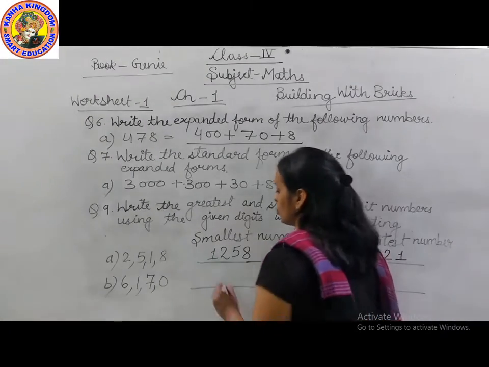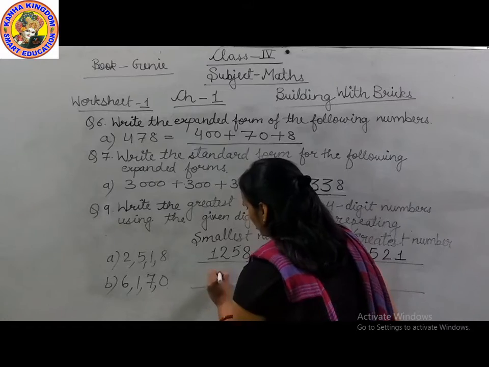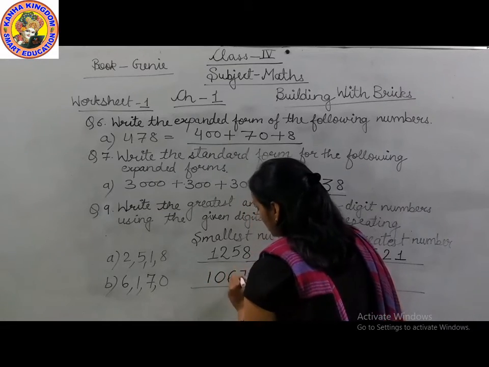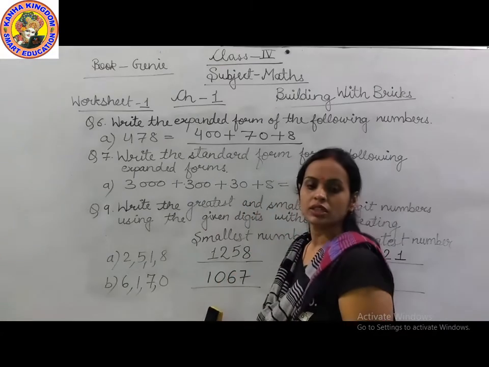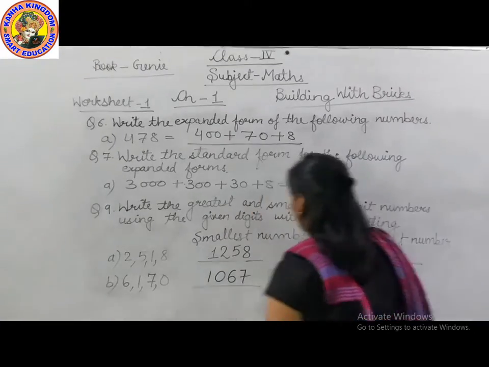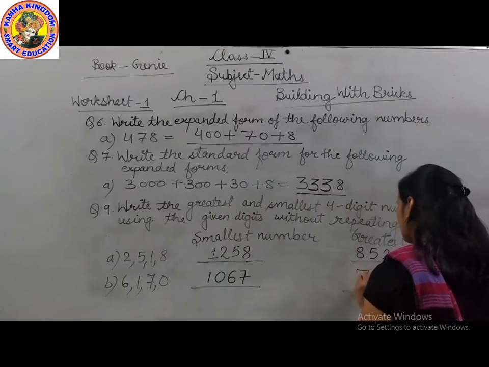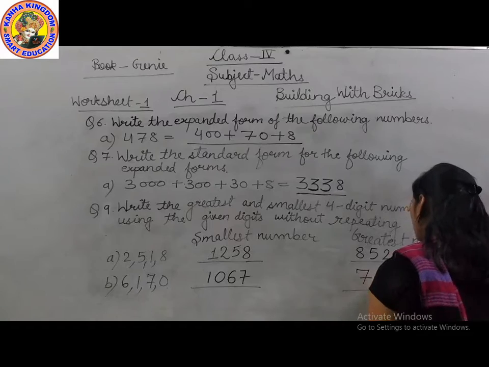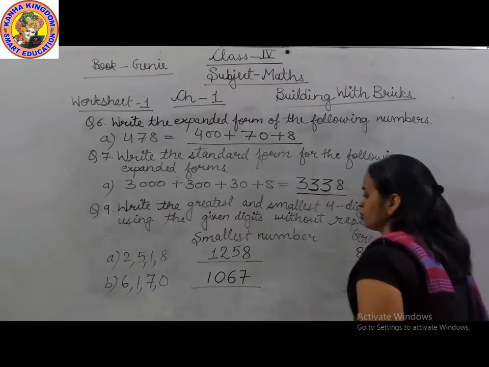Now question number B is 6170. So 1 0 6 7 is the smallest number and the greatest number is 7 6 1 0.